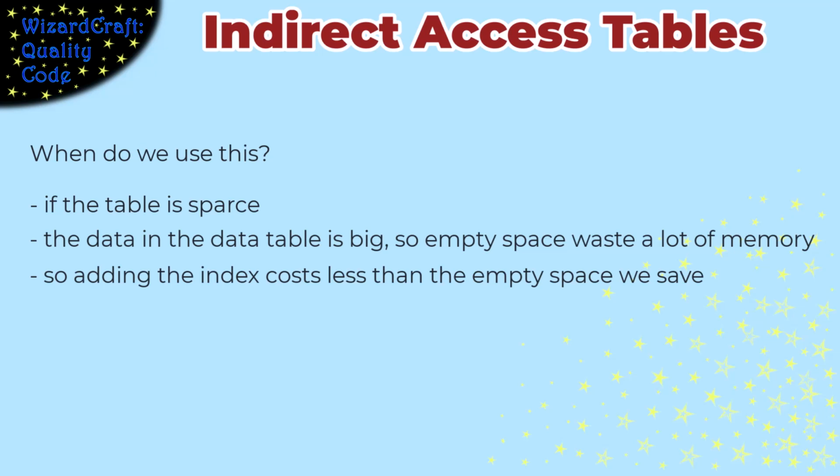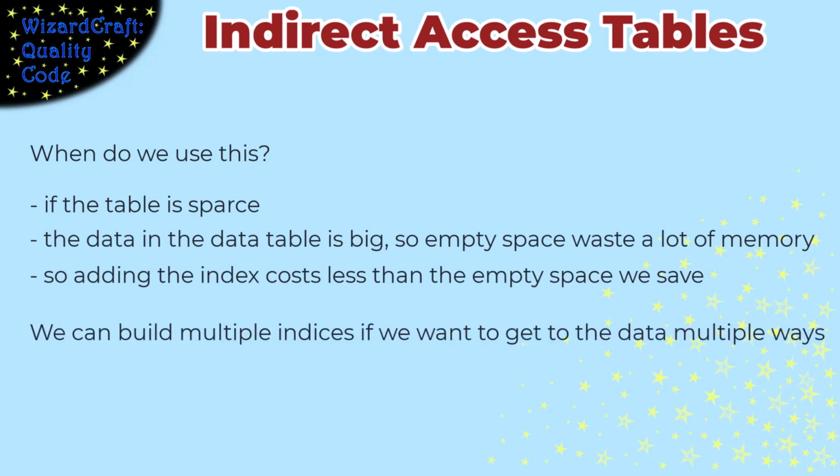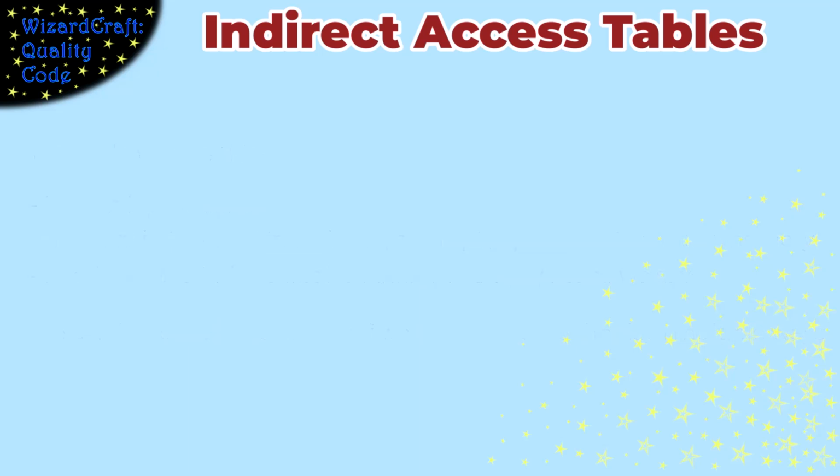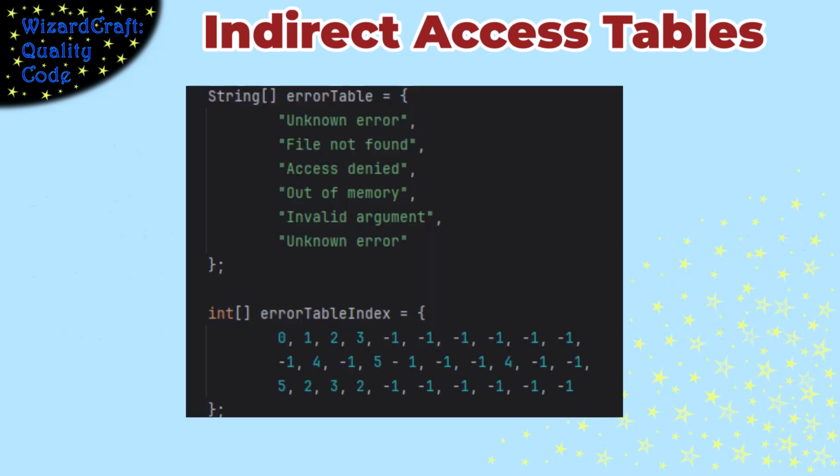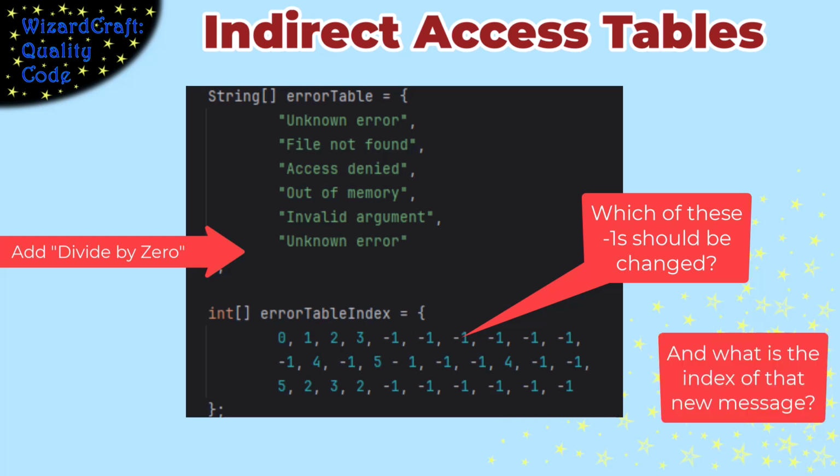This also has the advantage that if the data we're storing was complex and we wanted to index by different aspects of this data, we could build multiple index tables into one shared data table. The downside to this is that keeping the tables in sync is pretty risky. You can see that adding a message requires that we add it to the data table and make the right index table entry contain the new position. That's pretty fragile.